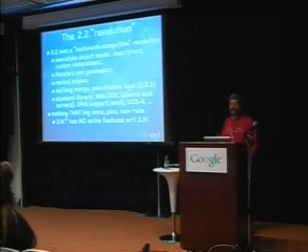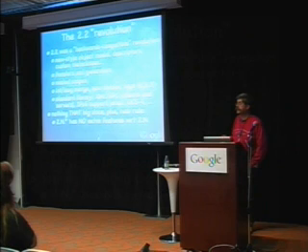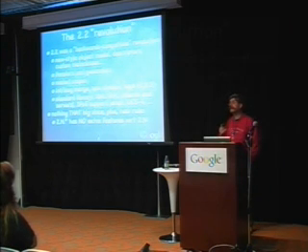2.2 was really a revolution, a backwards compatible revolution. Basically, just about everything you had for 2.1 kept working, but a lot of new stuff was introduced that really made your life much better as a Python programmer.